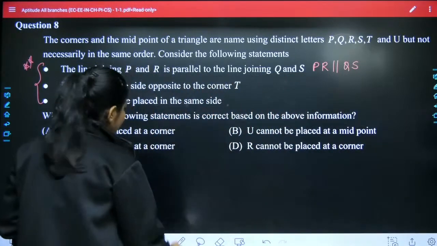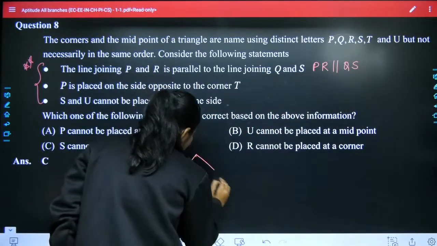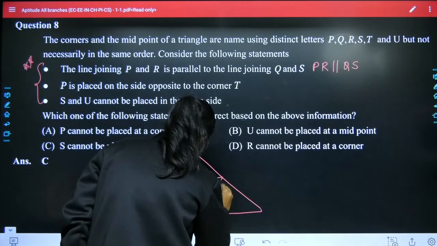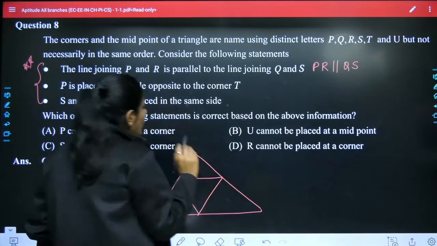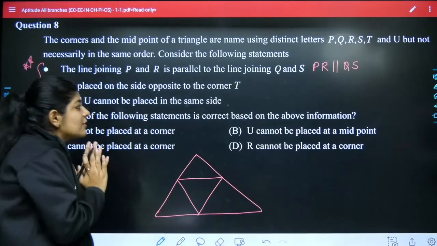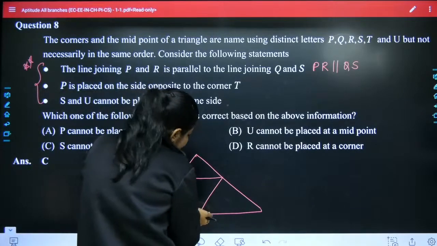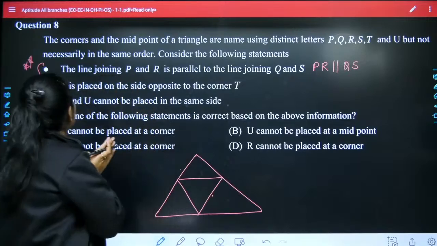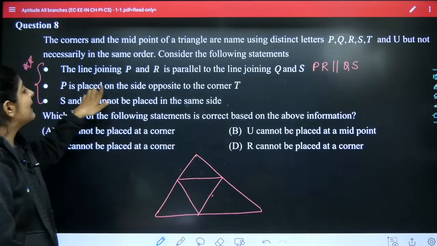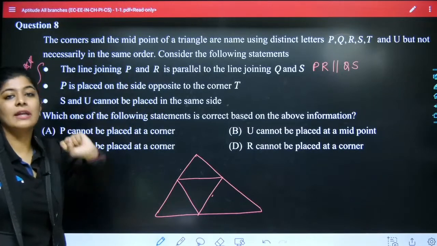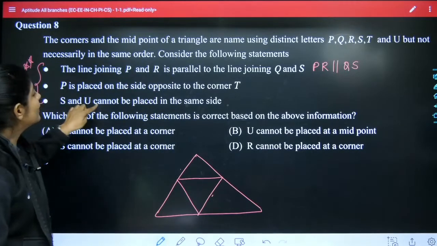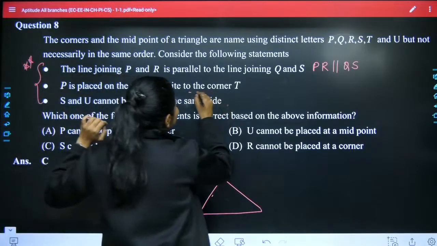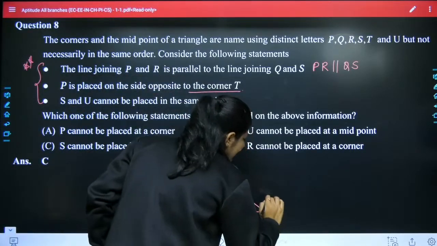So with the help of this, we can say that, let's suppose these are the midpoints. Now we need to focus on the parallel lines. Maybe they are this or this, maybe they are this or this. Okay, what is the second condition? P is placed on the side opposite to the corner T. Okay, S and U cannot be placed on the same side. Okay, so from this we can say that T should be at a corner, so we can draw T here.